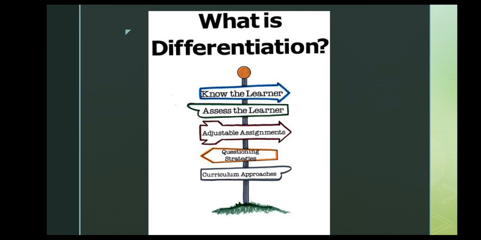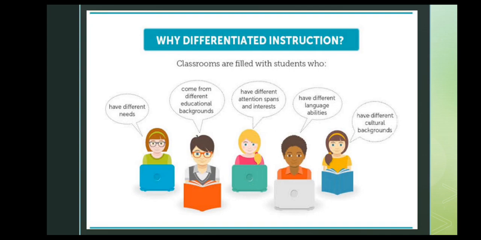As you can see here, you need to know your learner before you assess the learner, then adjust the assignment, the questioning strategy, and your curriculum approach. Okay, why do we need to differentiate? We need to differentiate our lessons because we have learners with different needs. We have learners that come from different educational backgrounds. We have learners that have different attention spans and interests. We have learners with different language abilities and learners with different cultural backgrounds. All these factors need to be put in place when you're preparing your lesson.